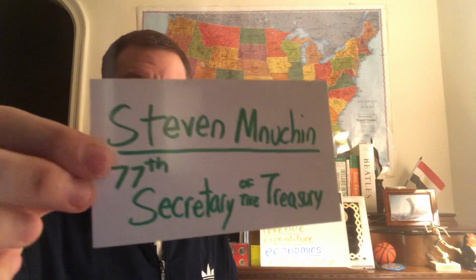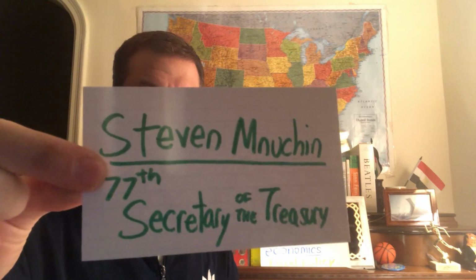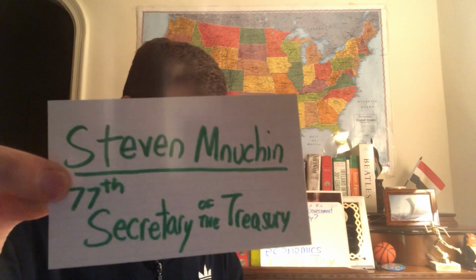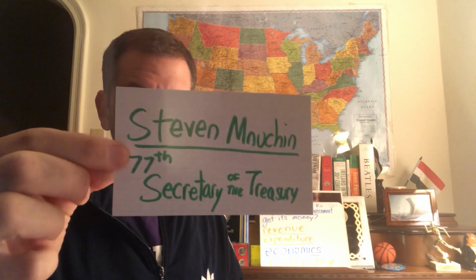Now, who is in charge of the Treasury Department now? None other than Stephen Mnuchin. Stephen Mnuchin was selected by Donald Trump in 2017. Anybody that the president selects to be in the cabinet must be approved by the Senate. And he was approved by the Senate, and he became the Secretary of the Treasury.